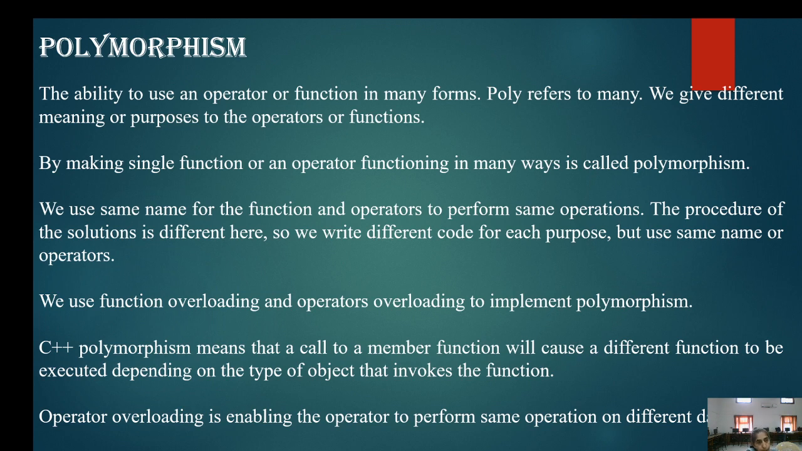Next is polymorphism. Poly means many and morphism is forms. So polymorphism means many forms. The ability to use an operator or function in many forms. We give different meaning or purpose to the operators or functions. Here we can define the same function or operators in different ways.